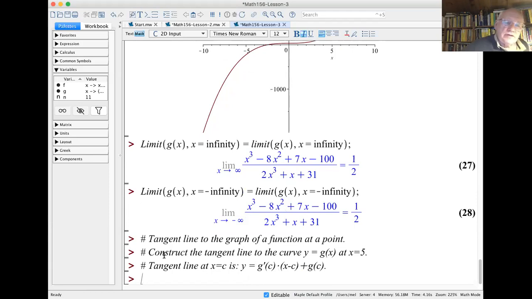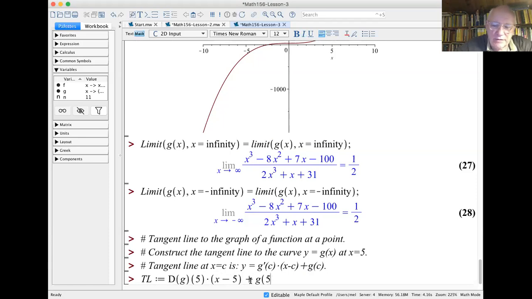So let's compute this tangent line. Let me give the tangent line a name. I'll just call it TL for short. So TL is going to be the line g prime at c, where c is equal to 5. So I want the derivative of the function g evaluated at 5 times x minus 5 plus the value of the function at 5.